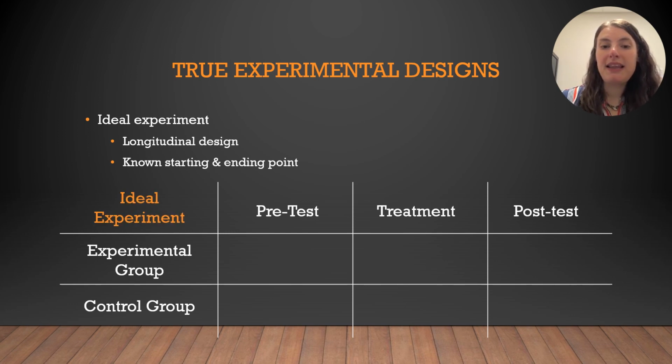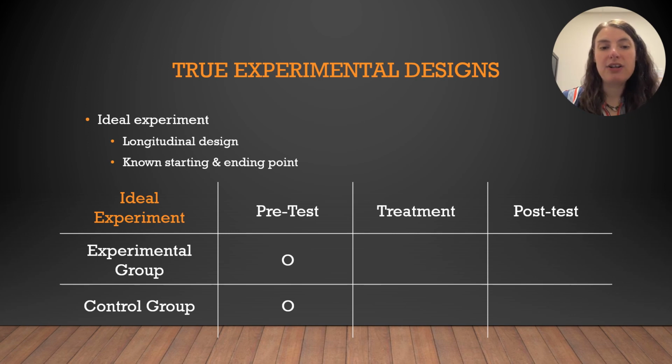Other than the experiment label, you will create this exact same chart for every experimental design map that you complete. What we'll work on is filling out the specific details about the experiment itself. First, we're going to put a capital O under the pretest column for both the experimental and the control groups. Remember that O stands for observation of the dependent variable. So in an ideal experiment, we're going to measure the level of the dependent variable before we start the experiment.